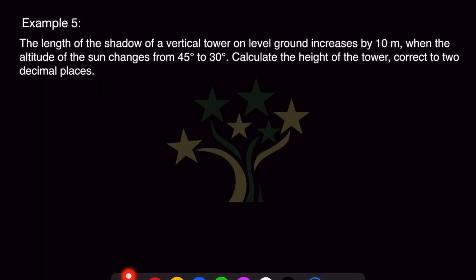The next question. The length of the shadow of a vertical tower on level ground increases by 10 meters when the altitude of the sun changes from 45 degrees to 30 degrees. Calculate the height of the tower correct to two decimal places.